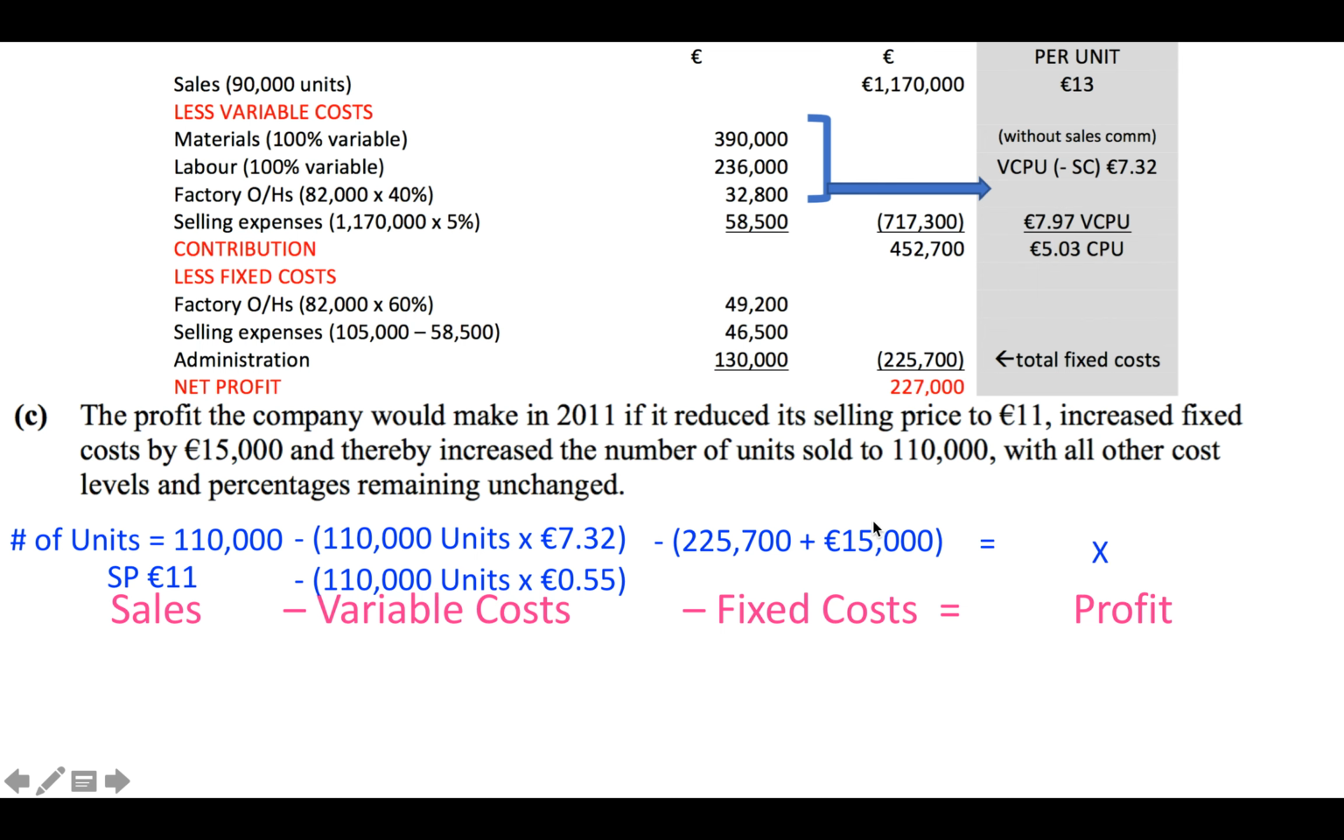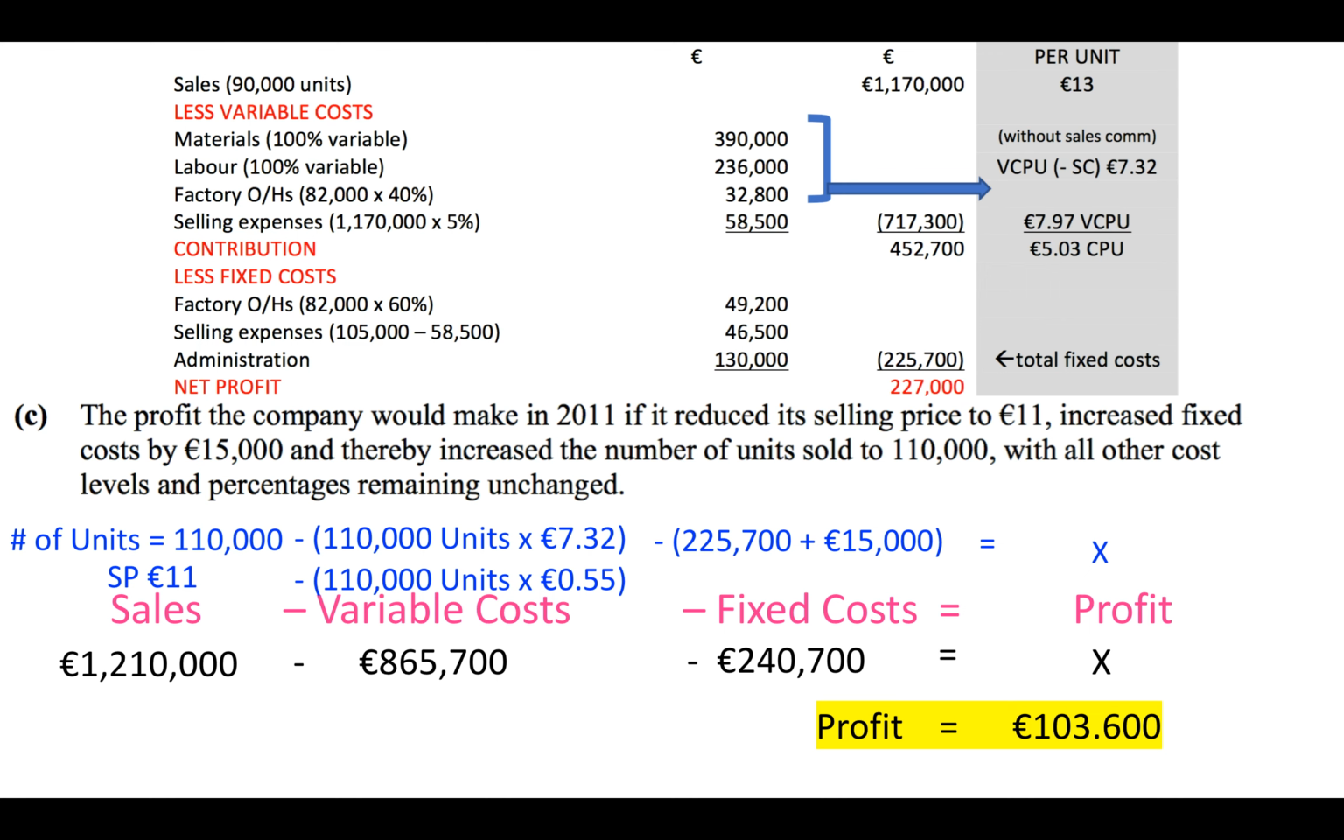And then your profit is your X. So your profit is what you're looking for, what you're being asked for in this question. So your sales, 1.21 million, minus your variable cost of 865,700, minus your fixed cost of 240,700 is equal to your profit. So your profit is €103,600.